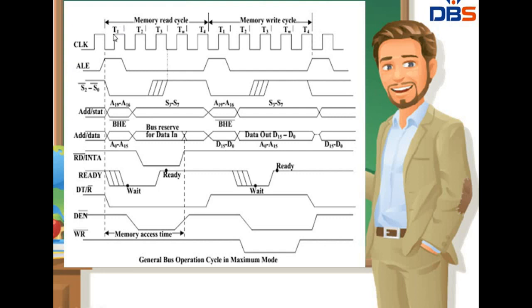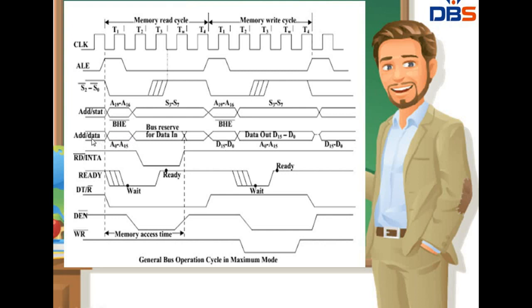As I have already told you in the class, the T1 clock cycle enables the address bits. During the T2 clock cycle, this section or this instruction will enter into a tri-state buffer, that means in order to read or write the data.